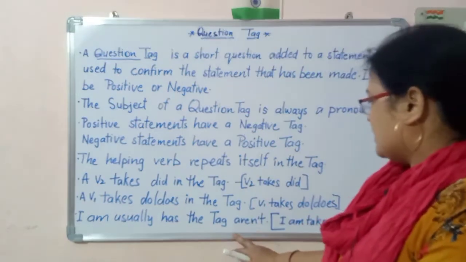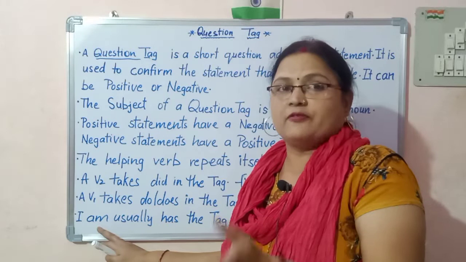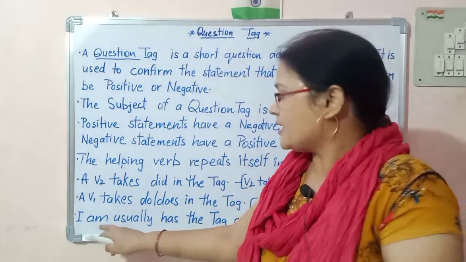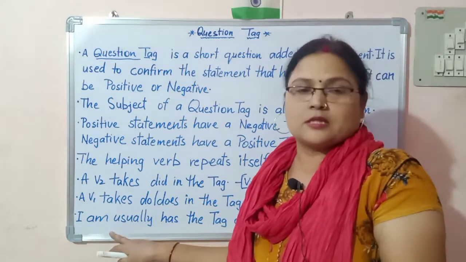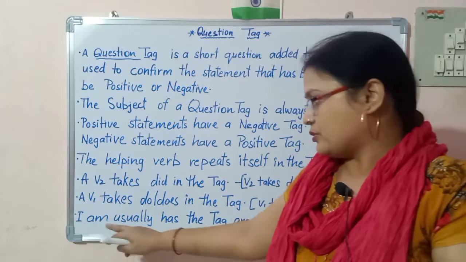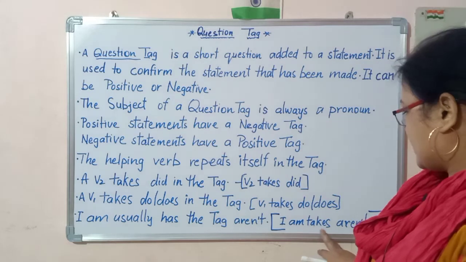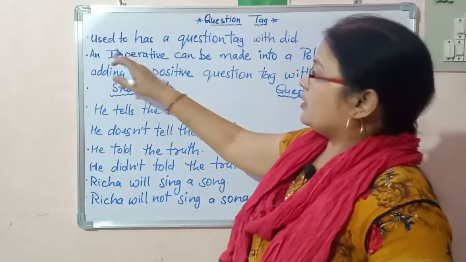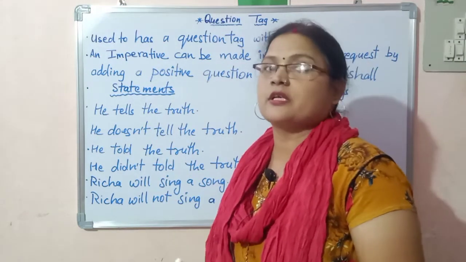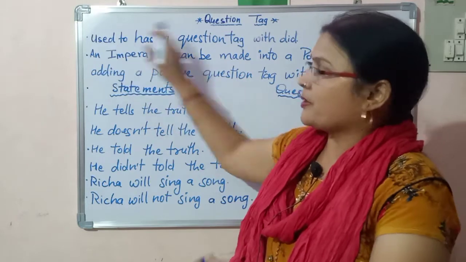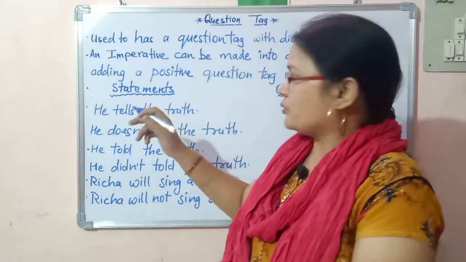I am usually has the tag aren't. Here am is the helping verb, but if we have to make a negative statement, we cannot use amn't the way we use isn't and wasn't. We don't use amn't, so am always takes aren't. I am takes aren't. Used to has a question tag with did. If used to is in your sentence, then we don't repeat used to in the question tag. We use did in place of used to.